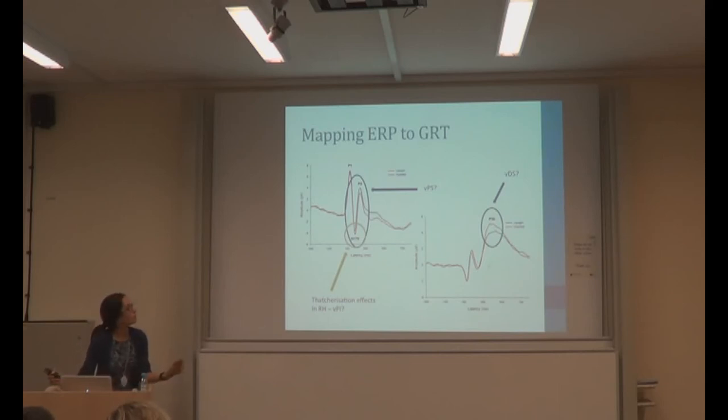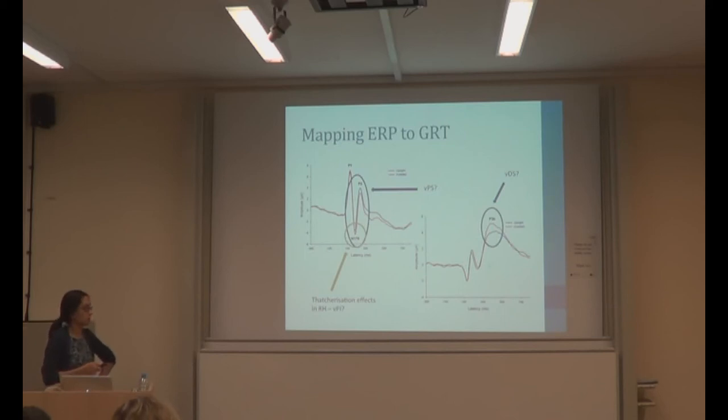Well, M170 and P2 are perceptual components, P3B is not. So it might be that we're looking to map these violations of PS very early in the time course, which might arise as these inversion effects we see at M170 and P2, and the violation of DS later at the P3B in a different location.